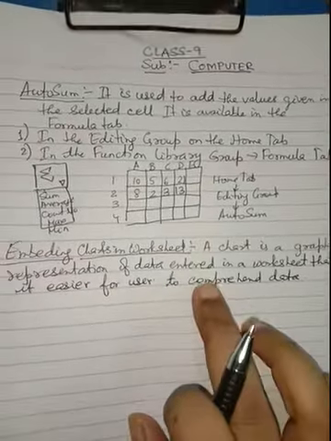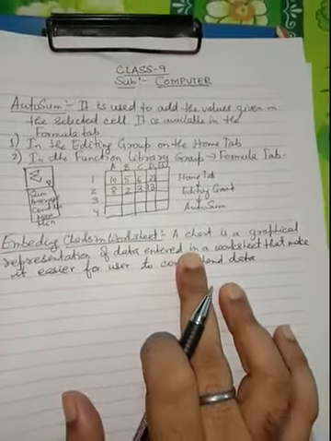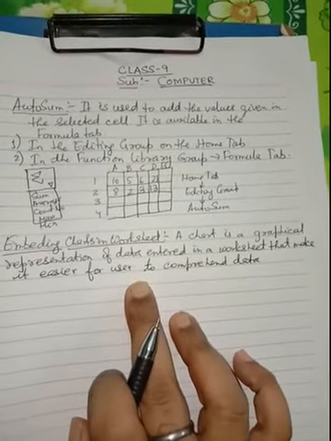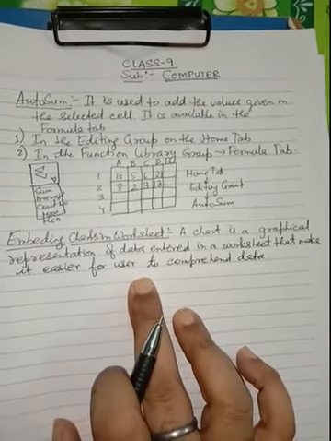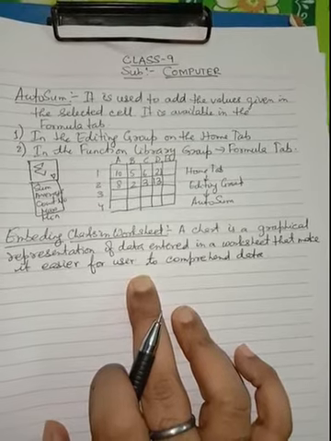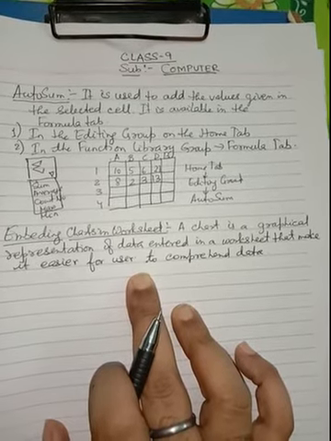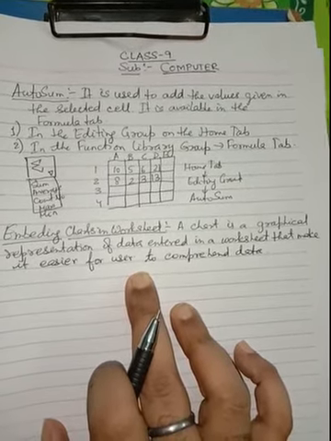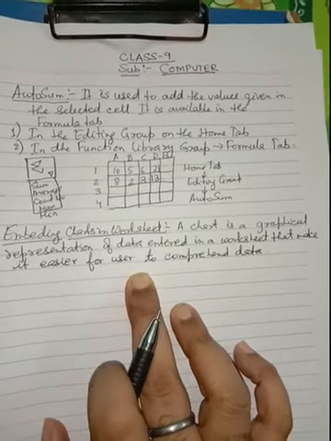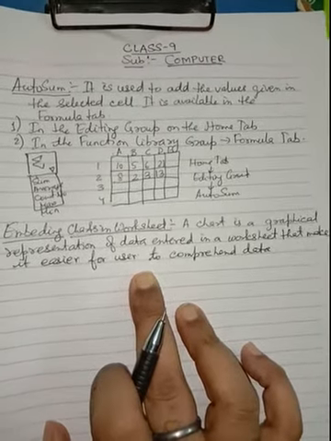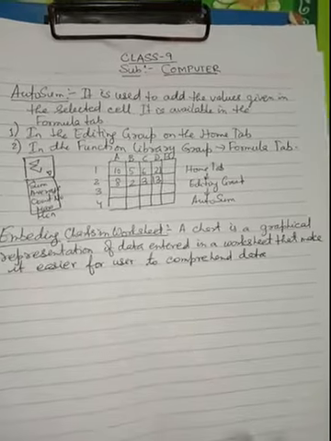So now what is a chart? We can simply say a chart is a graphical representation of data. This much of a definition can also give a clear point of view about your chart. So we can say a chart is a graphical representation of data that we have entered in the worksheet. So what is the use of a chart?